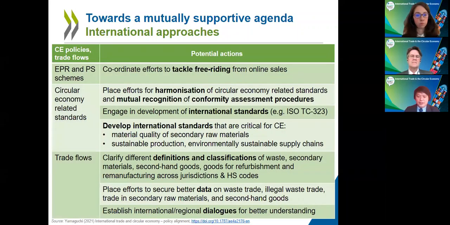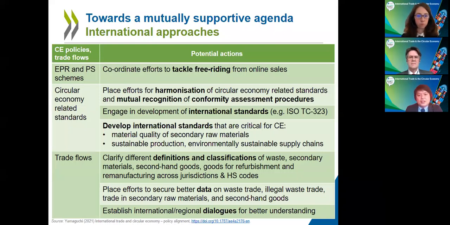Now, turning on to the international approaches, from the very top, extended producer responsibility and product stewardship schemes can coordinate efforts to tackle free riding from online sales. More importantly, around circular economy related standards, efforts can be made for harmonization of these standards or placing efforts toward mutual recognition of conformity assessment procedures. Also, parties interested could be engaged in the development of international standards, such as that appear critical for the circular economy, such as material quality of secondary raw materials and on sustainable production.